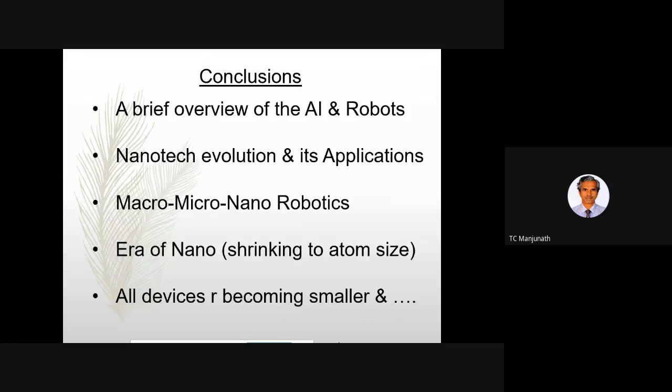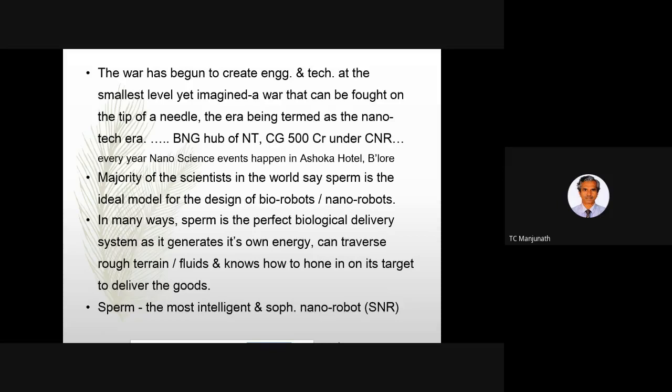Finally, to conclude, a brief review of AI and robotics was given yesterday. Nanotechnology evolution I had given, and its application, micro and nano robotics. See, this is the era of nano. Everything is shrinking to the atomic and molecular level. All devices, day by day, are becoming smaller and smaller, right? The war has begun to create energy and technology at the smallest yet imagined scale, a war that can be thought of on the tip of a needle, the era being termed the nanotech era.